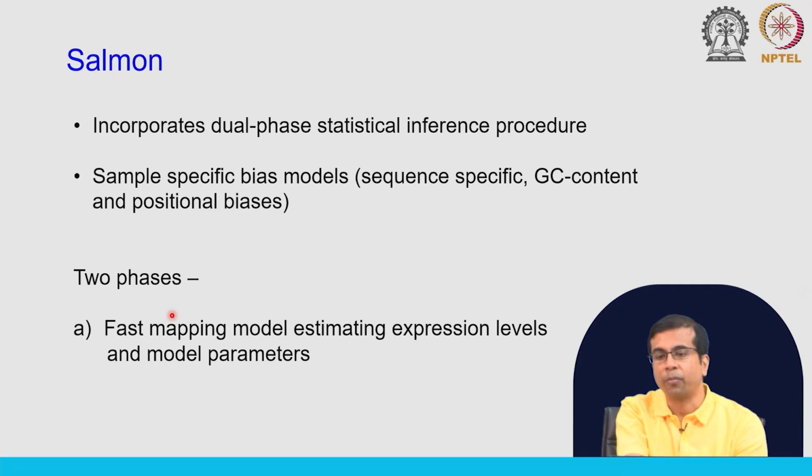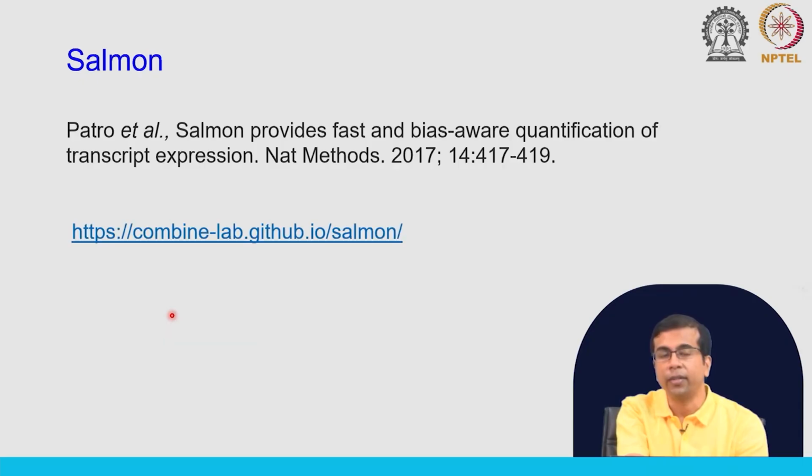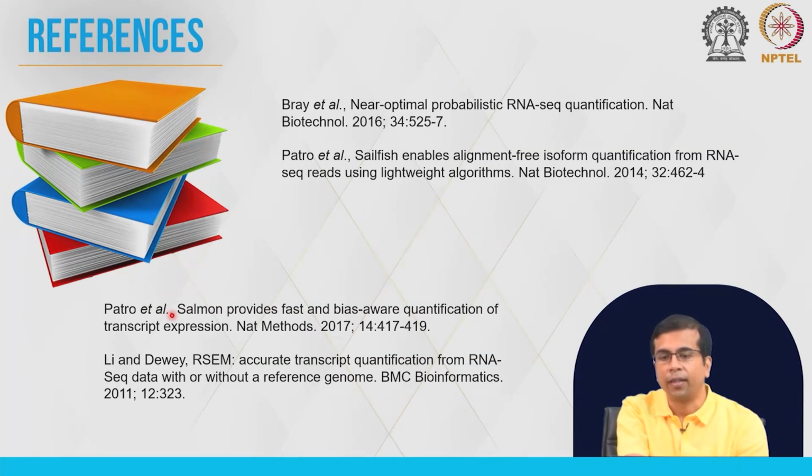So, one is the fast mapping model that actually estimates expression levels and model parameters. It is a model-based estimation of the abundance, and then after the estimation it refines these expression estimates. Okay. So, using these two steps. Here is the reference for Salmon, and you can have a look into the original paper, and also the tool is available for download from this link, and you can explore and learn a lot more about these methods. So, here are the references that we have used for this class.